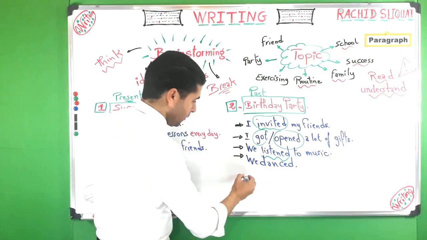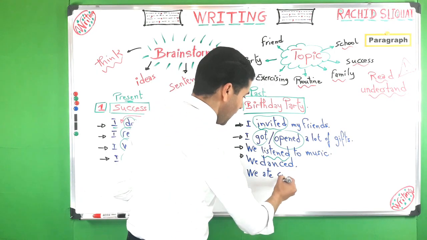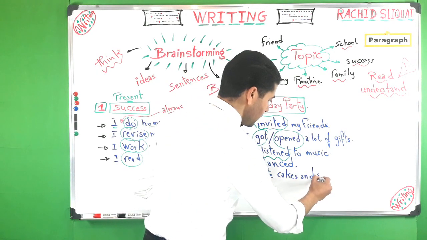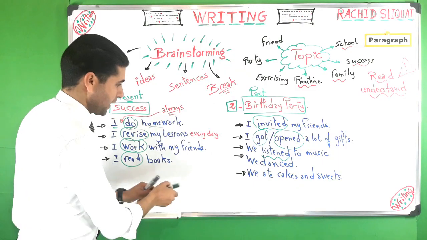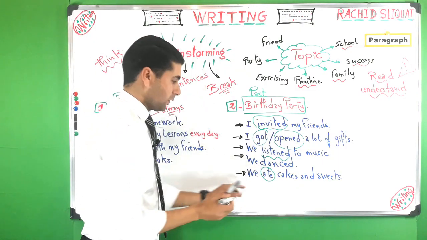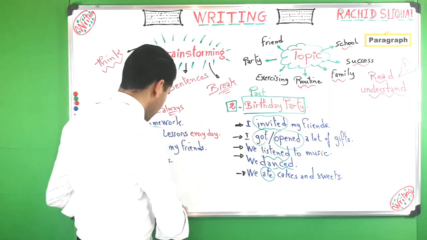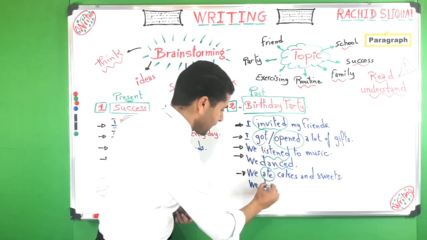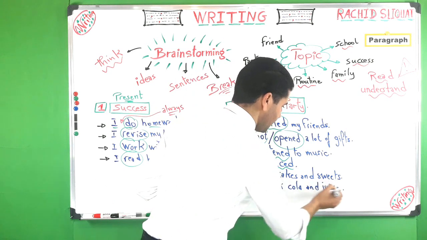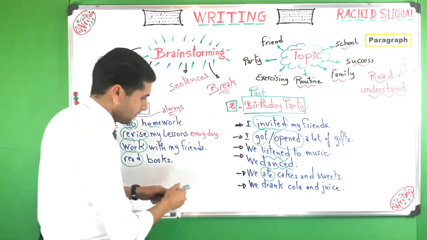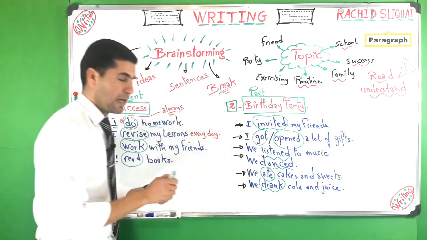We, for example, ate, for instance, cakes and sweets. So as you can see here, we have the verb ate. This is eat in the past. And we have danced. We can also have, for example, we drank cola and juice. Okay, so as you can see here, we have the verb drank. This is drink in the past.